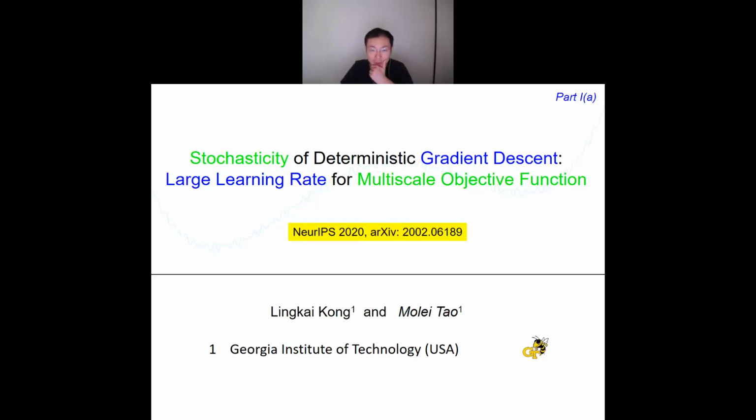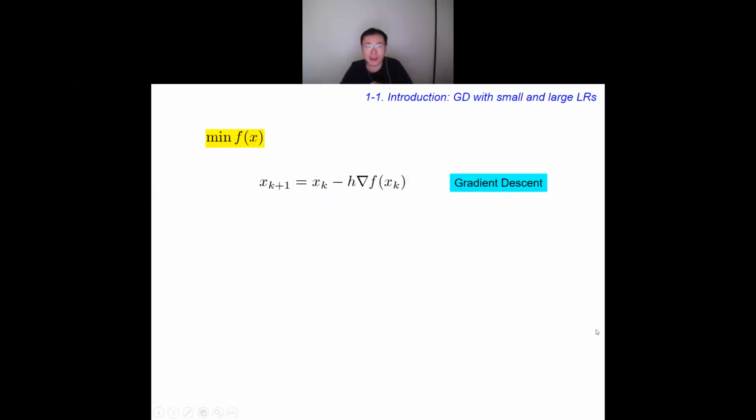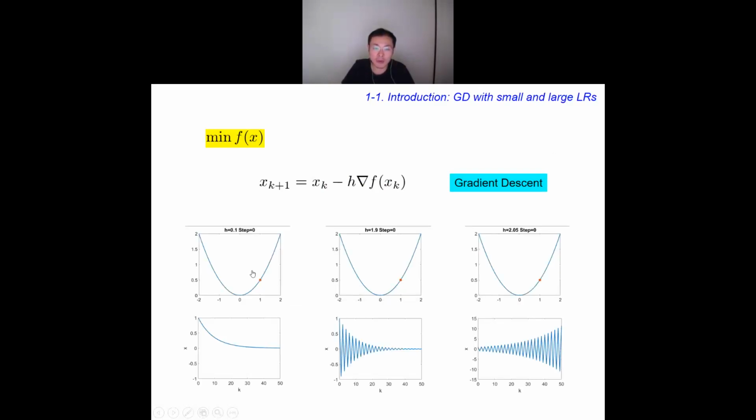So the first one, namely on the escape of local minimum, is based on this work published in a machine learning conference, joint with my student Lingkai Kong. And the goal is very simple. It's just to minimize this function, and gradient descent is what we will focus on. So it's a very simple iterative method. And if you actually run gradient descent with a small h, so a small learning rate, you get basically this behavior: monotonic convergence to a local minimum, which in this case is also the global minimum.